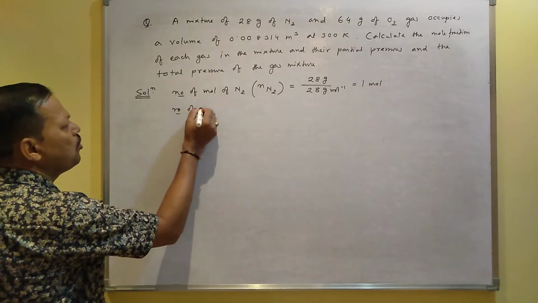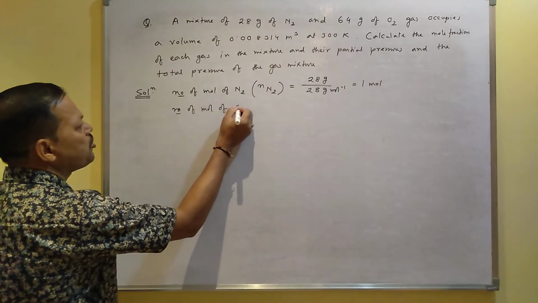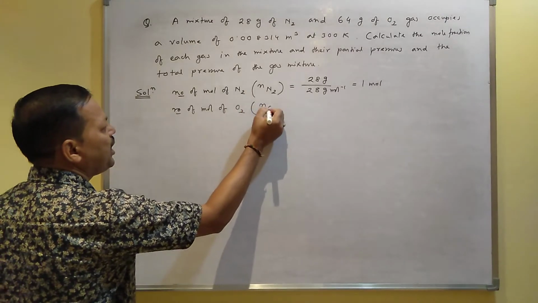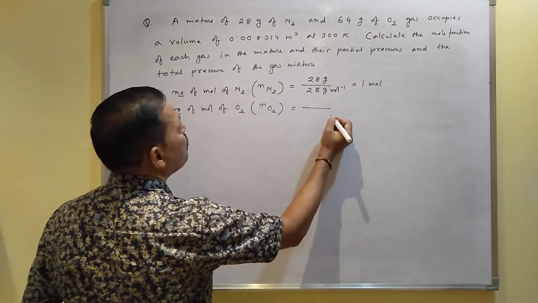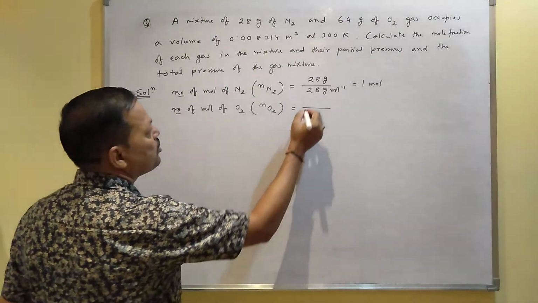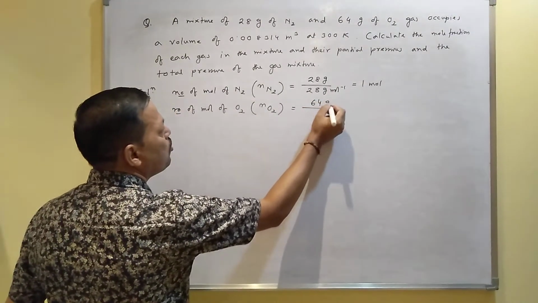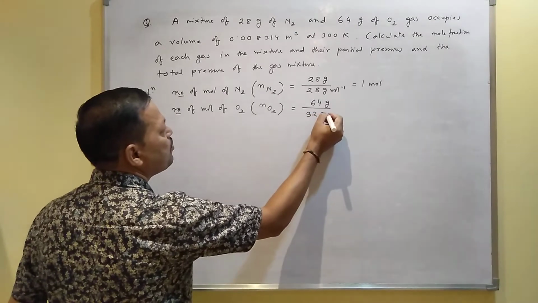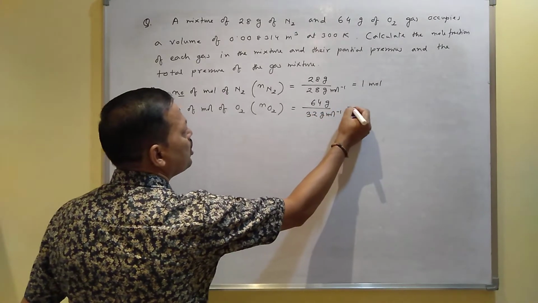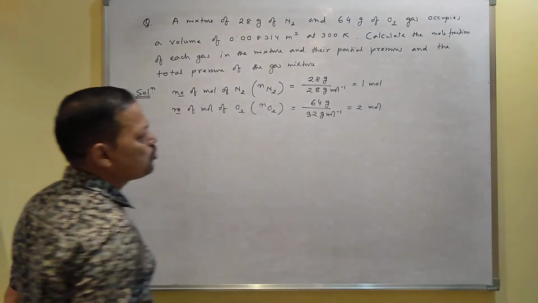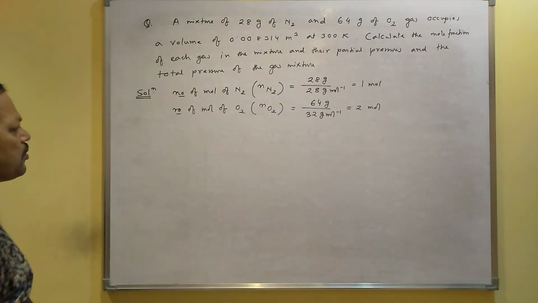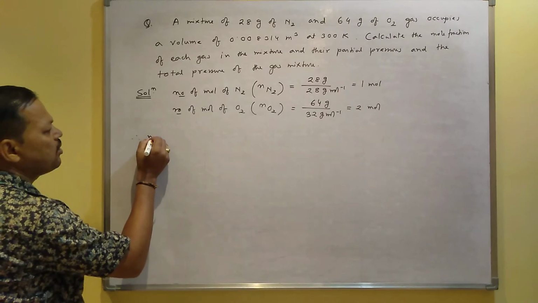Similarly, number of moles of oxygen gas, which is represented by n of O2, is equal to given mass of oxygen, 64 gram, divided by molar mass of oxygen, 32 gram per mole. You will get 2 mole. Gram cancels, unit goes to mole. Now you can determine the mole fraction.